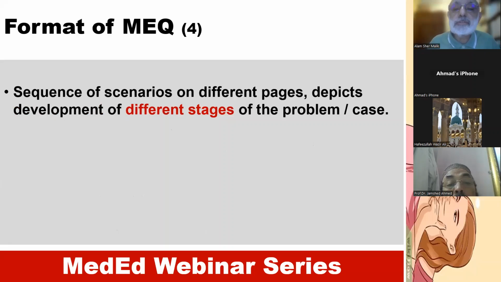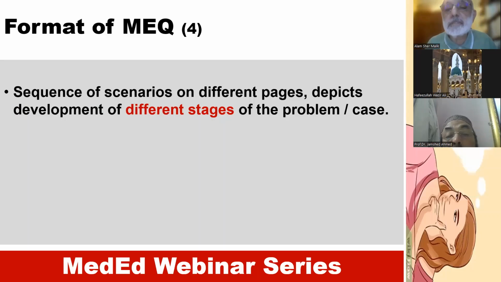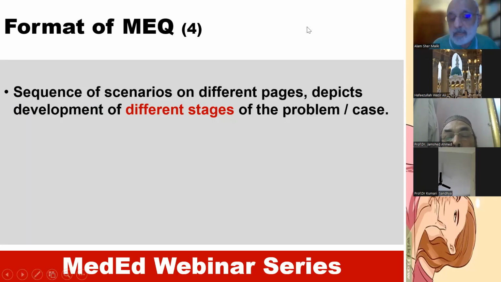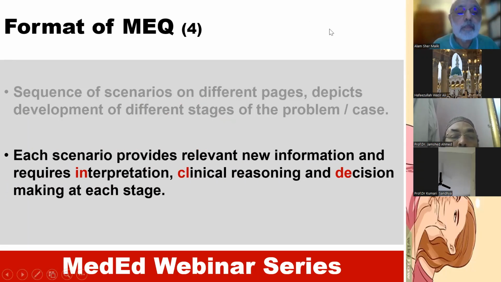Sequence of scenarios on different pages depicts development of different stages of the problem. So each subsequent part gives additional information about that issue or problem in a way it evolves in real life situation. Each scenario provides relevant new information and requires interpretation, clinical reasoning, and decision making at each stage.